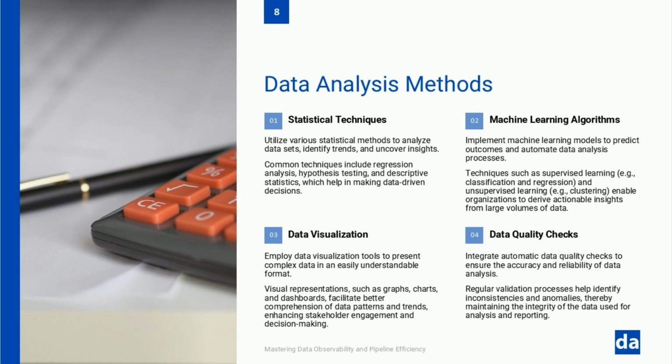2. Machine learning algorithms. Here's where things get futuristic. Machine learning models such as supervised learning, e.g., classification and regression, and unsupervised learning, e.g., clustering, enable us to predict outcomes and automate insights. It's like putting your data on autopilot to deliver valuable predictions.